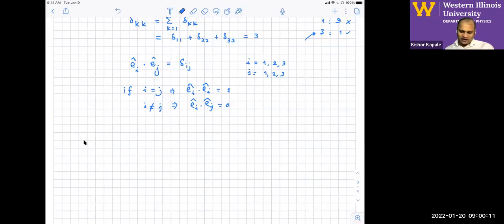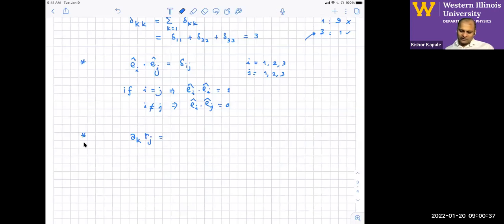Another place where delta ij would appear. Okay, so let me take one more example. The partial derivative with respect to k, so the gradient: the kth component of the gradient of R_j, the jth component of R. What is that going to be?